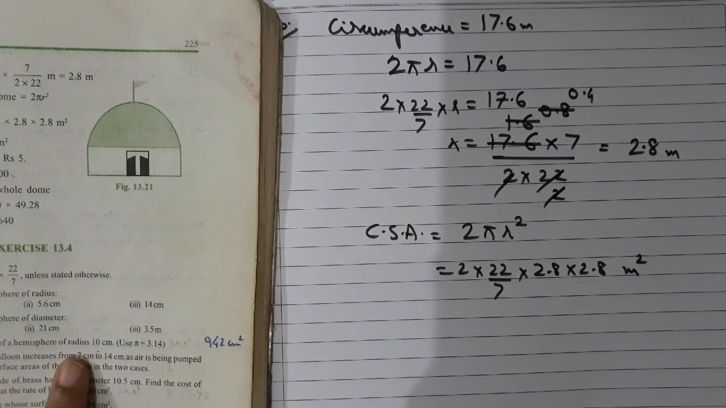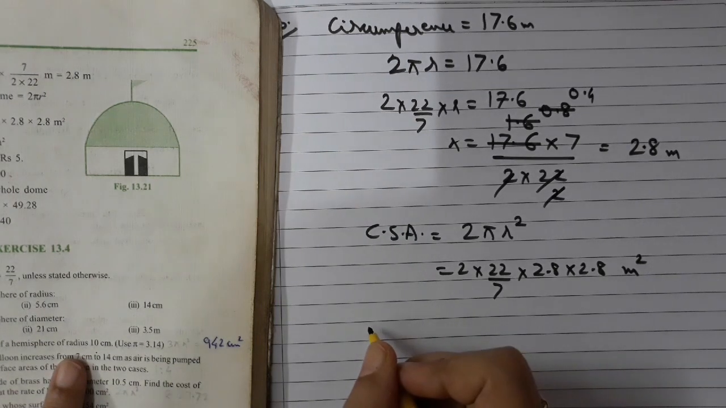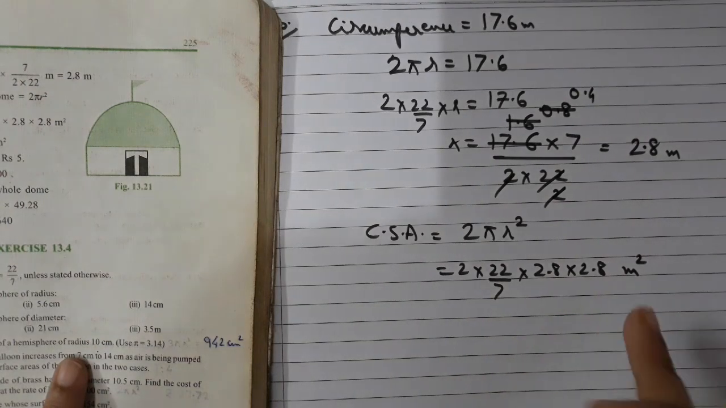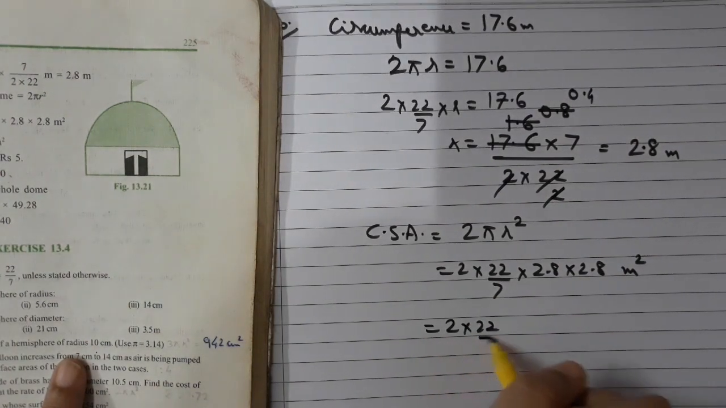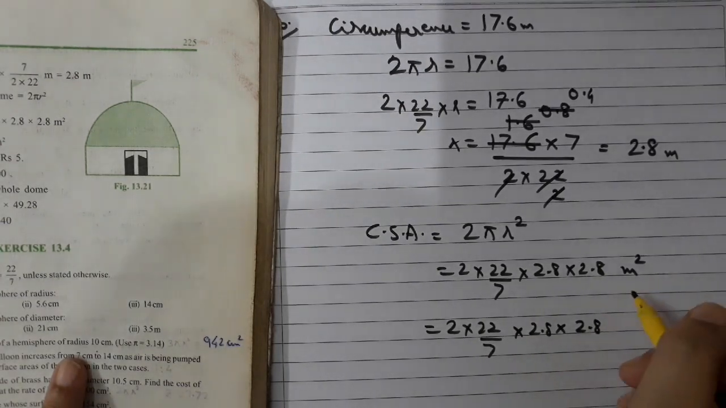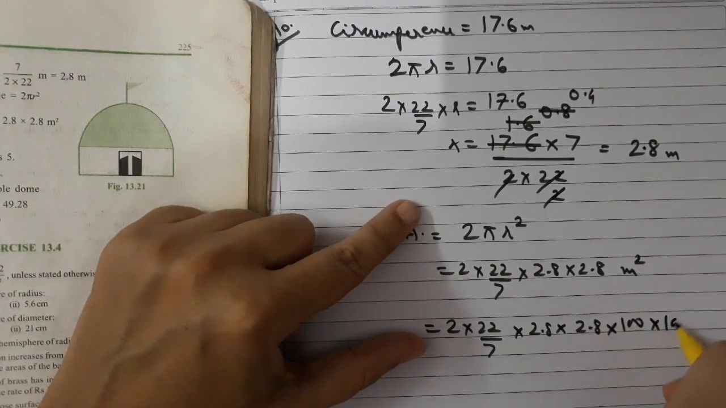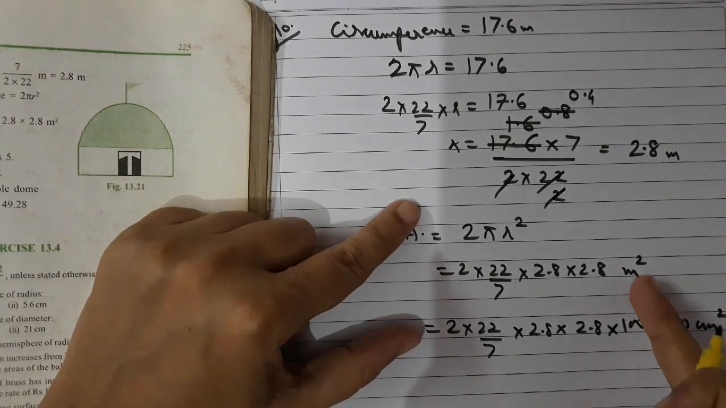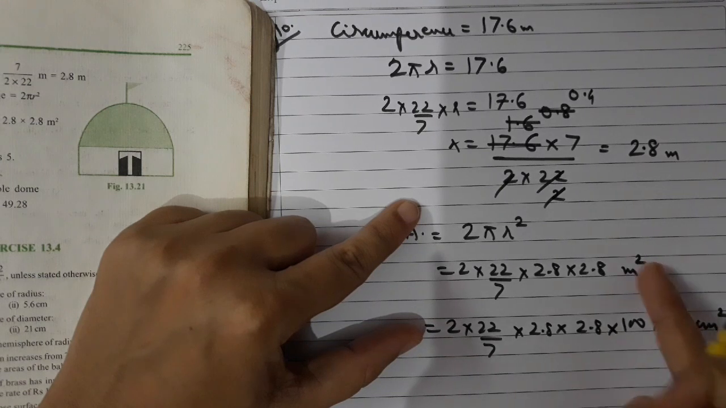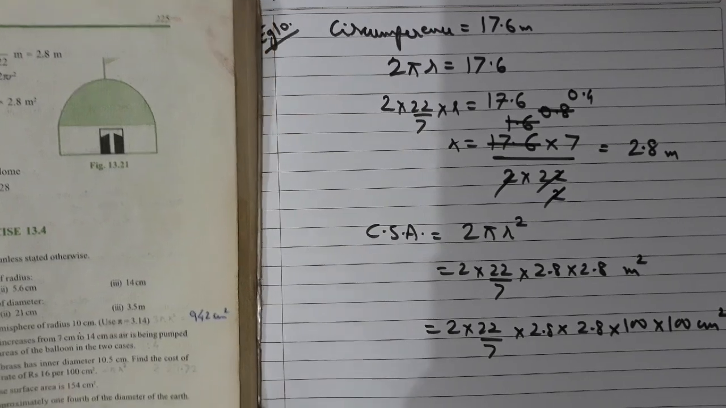Now we have to calculate the cost of painting, but the rate is given to us as rupees 5 per 100 centimeter square. So let us change this meter square to centimeter square. We know that 1 meter is equal to 100 centimeters. Since it is meter square, that is meter into meter, it would be 100 into 100 centimeter square. This is the curved surface area.